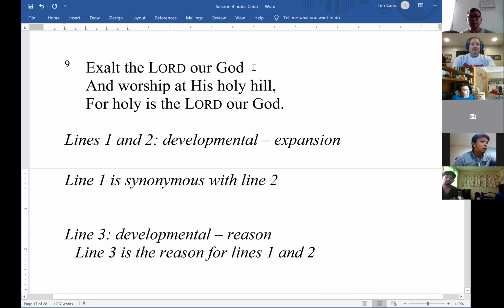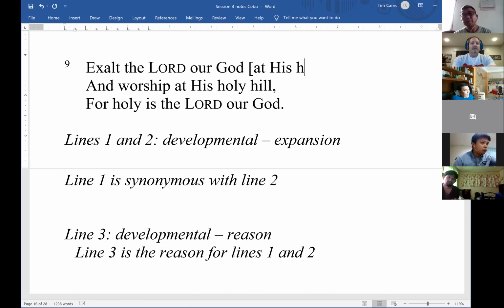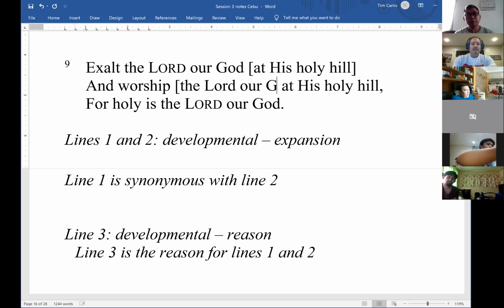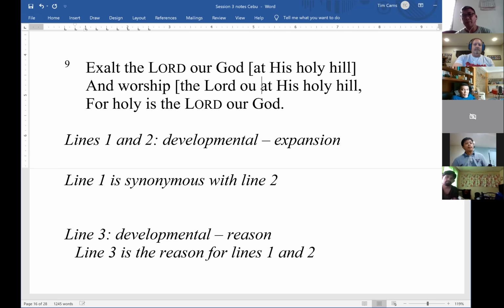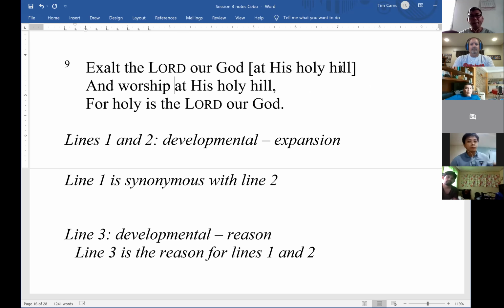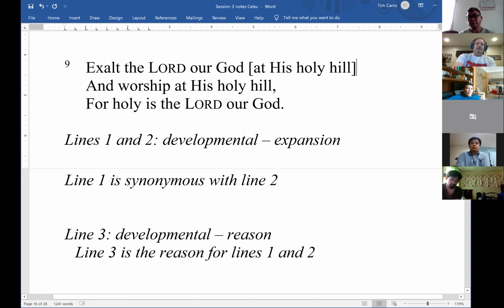Maybe this is implied, at his holy hill. And maybe it's implied worship the Lord our God. But again, I think normally you don't see that much elision. Usually it's just something taken out of one line, not two different things taken out of two lines. Does that make sense? Yeah. Yes. Okay, good question though. Really good question.